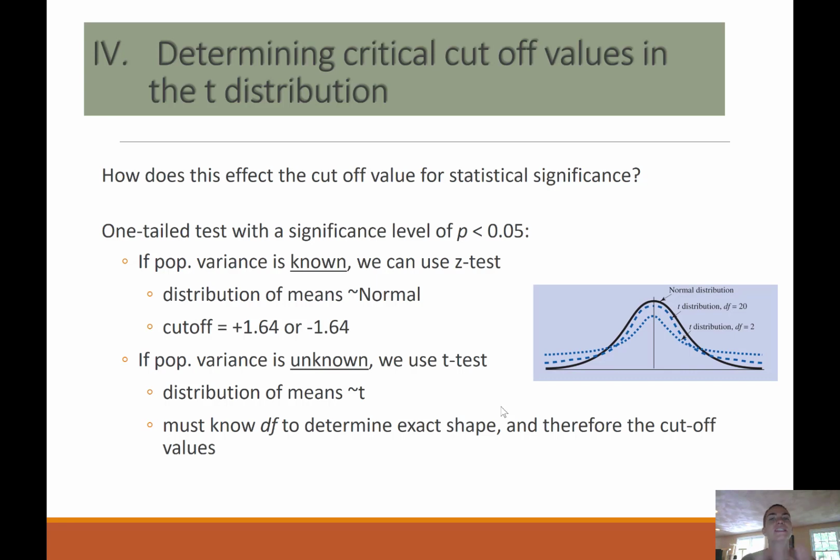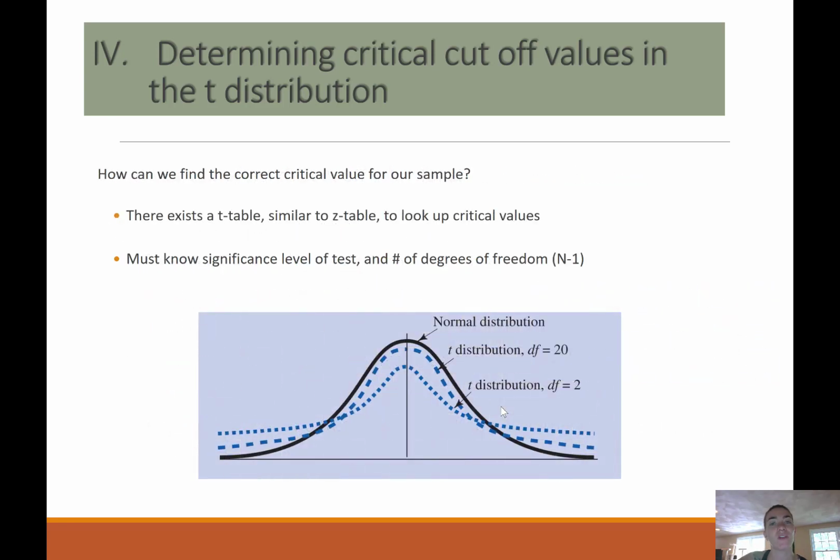However, when we're in t-test world with unknown population variances and estimated population variances, we know that the t-distribution is our comparison distribution and that it's going to change shape depending on the sample size, or depending on degrees of freedom. So in order to figure out our critical cutoff score for this test, we need to know first the exact, specific shape of our comparison distribution. And we can figure that out based on degrees of freedom.